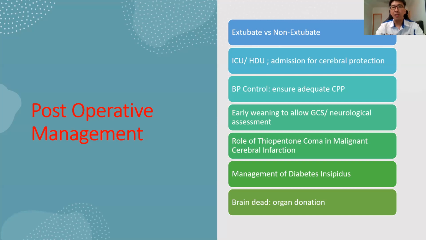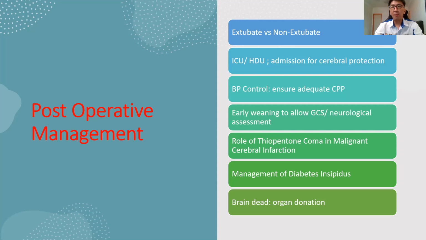Post-operatively, we can decide whether to extubate or not, depending on the preoperative and intraoperative condition of the brain. Sometimes you can ask the surgeon whether the brain is pulsatile or not, and look at whether it's ischemic. Sometimes when opened, the brain is ischemic, so the surgeons might need to cerebral protect the patient in the ICU, and you do not have to extubate the patient. Of course, post-operatively, the BP control has to be good so that the cerebral perfusion pressure is maintained.